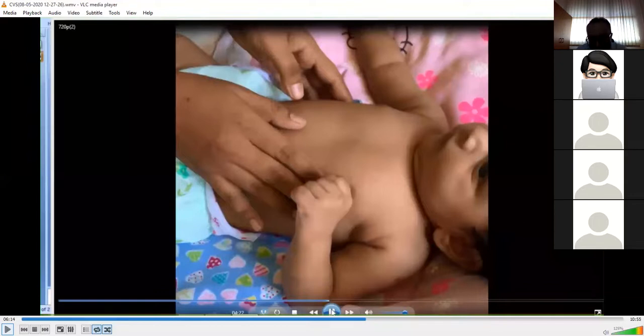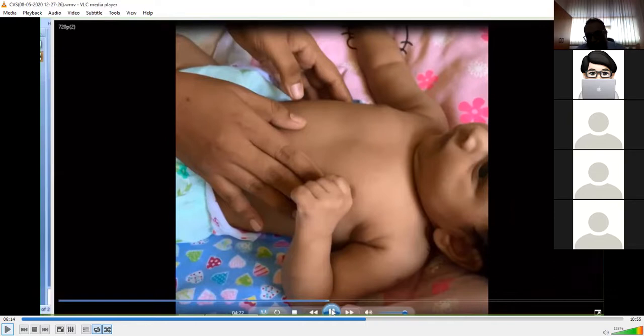In children, normally we expect the apex to be in the 4th intercostal space. If it has gone down to somewhere around 5th or 6th, or if it is shifted away from the midclavicular line, then we have to worry whether there is a left heart hypertrophy. But this child does not have a left heart hypertrophy, and the apex is in the normal position.